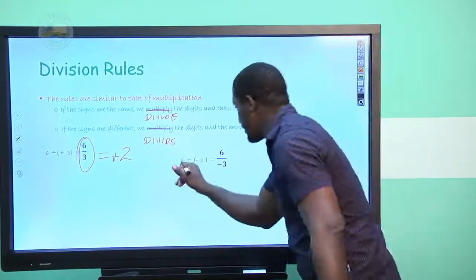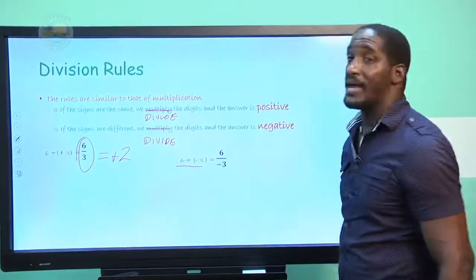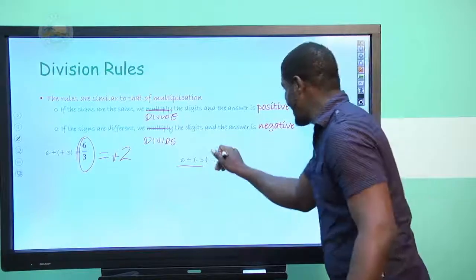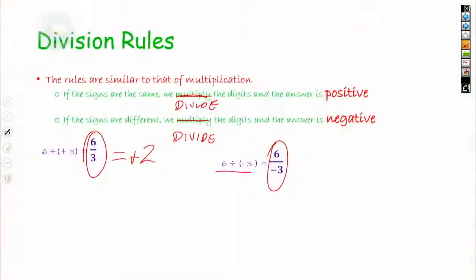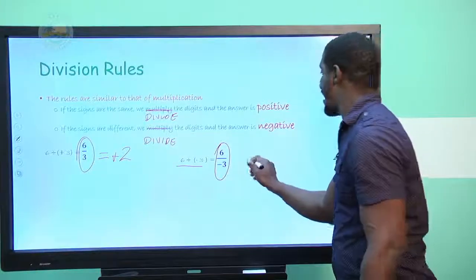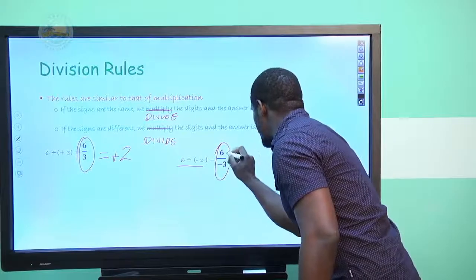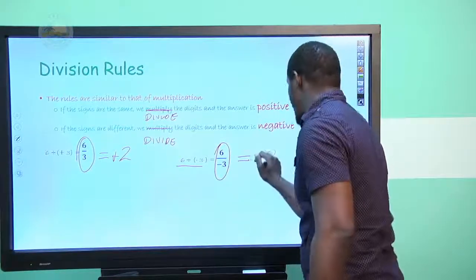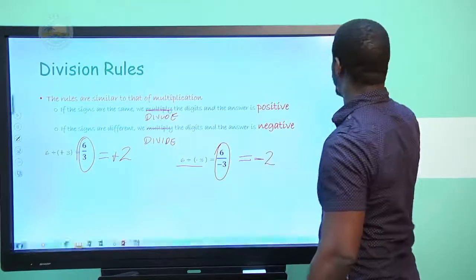Look at this one. This here is positive 6 divided by negative 3. Again, this can be represented like this: positive 6 upon negative 3 is the same as positive 6 divided by negative 3. And which of these rules apply? The signs are different. If the signs are different, we divide, so 6 divided by 3 is 2, and the signs are different, so my answer is negative.